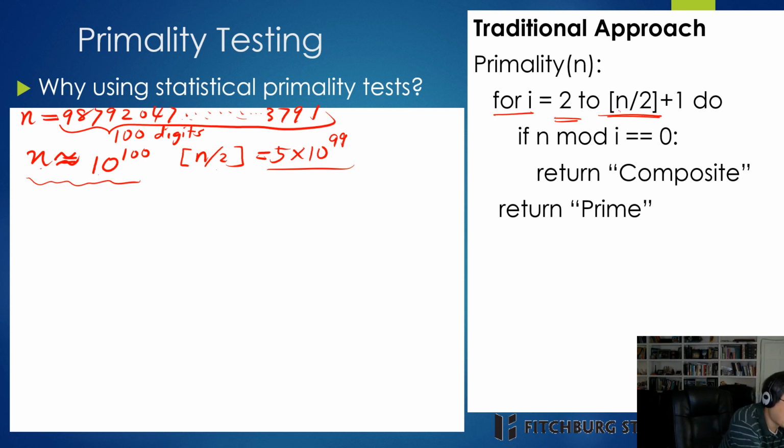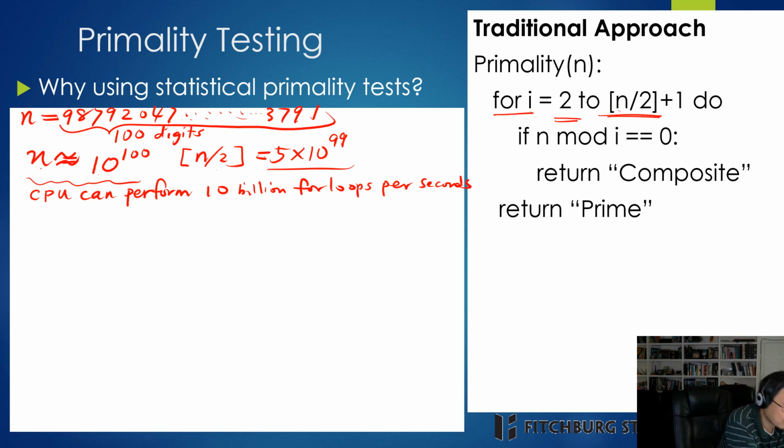Now, suppose I have a CPU which can perform 10 billion for loops per second. I can perform 10 billion loops per second. That's my CPU.